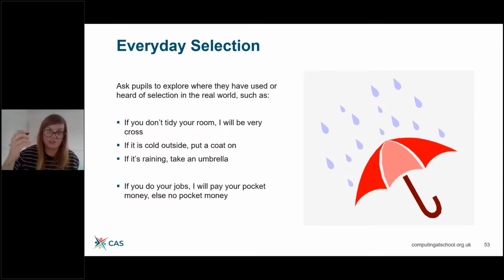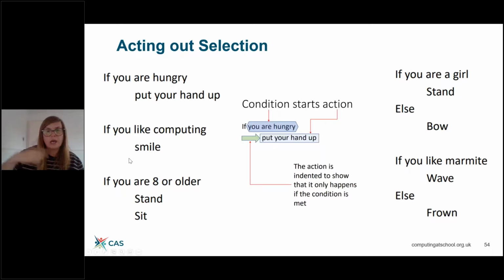Okay, subordinate clauses and stuff like that in English if you want to tie it in there. And then the last one you can do is if else. So if you do your jobs, I'll pay you pocket money, else, no pocket money. Again, the presentation has loads of these, which your children can do. Act them out. So right, we're doing this one. If you're hungry, put your hand up. So he puts their hand up. If you like computing, smile. Again, get the children to go and write some of their own.